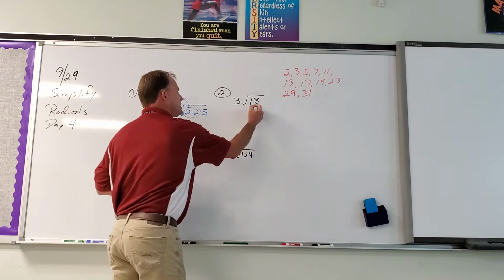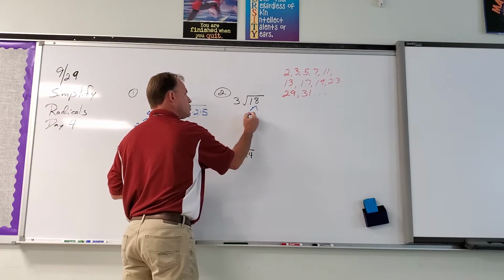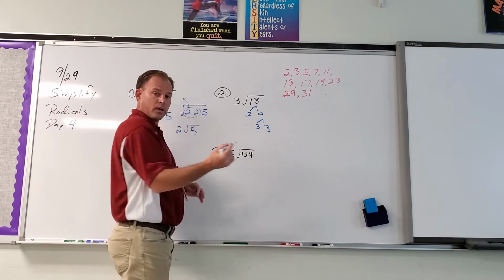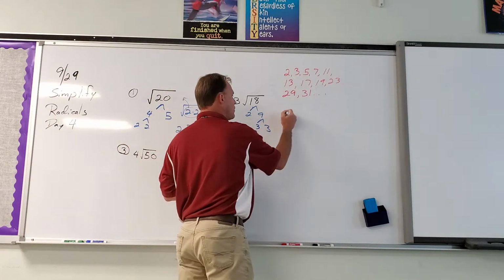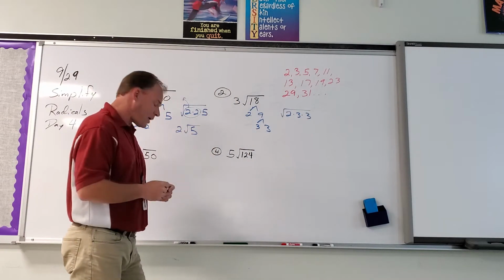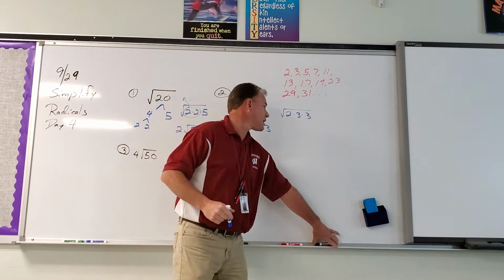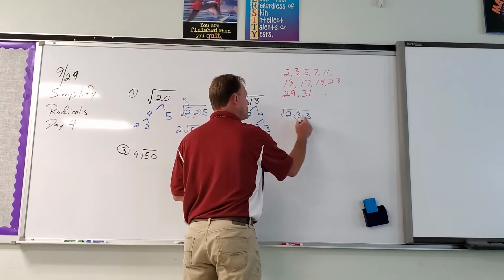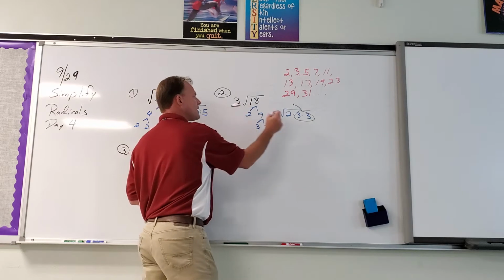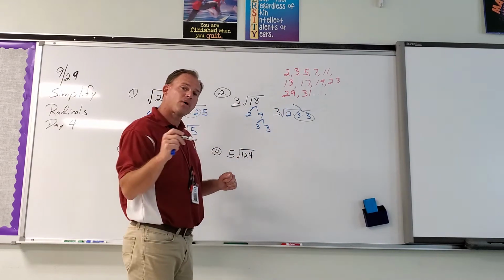All right, 18. 2 times 9. 9 is 3 times 3. So now, in my radical, I have a 2, 3, and a 3. So now when I go to simplify this, I have a pair of 3s getting out of the radical. But I already had a 3 out front.